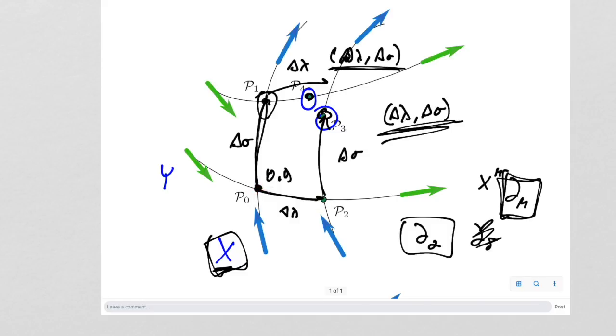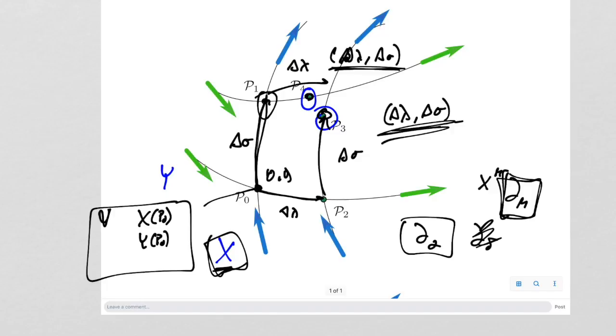So the question I might ask is, at this point P0, I have a vector space V. Well, what's the basis? I want the basis of this vector space, which here is, say, two-dimensional, to be x at P0 and y at P0. And that's perfectly fine. I'm going to merge them into the single vector space at that point, and that's okay to do.